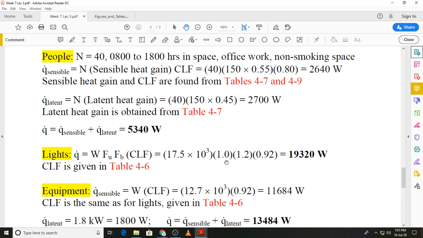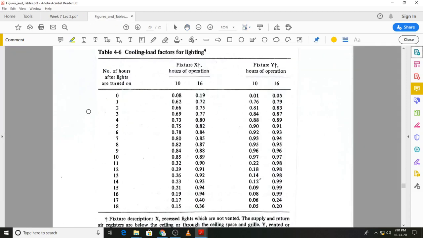The ballast factor we are given in the problem statement, it is 1.2, so we have used this over here. And then the cooling load factor, you can see, is taken as 0.92, and again that will be obtained from a table, that is table 4-6. How do we read that value? That is the next view we are going to look at, and we will move on to table 4-6.